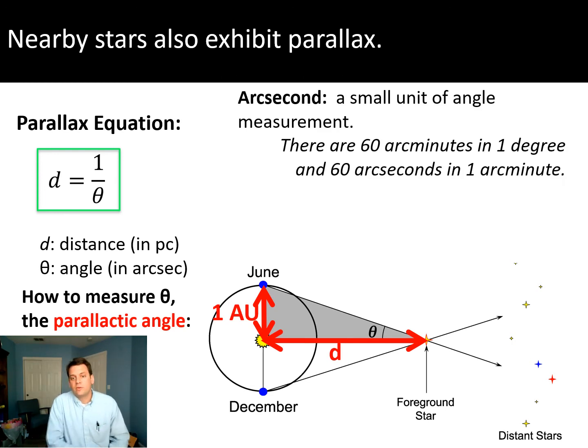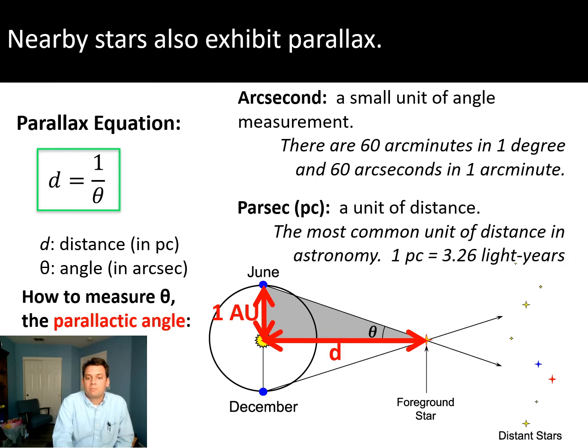So just to actually write it down so that you don't have to rewind and listen to me talk again. The arc second is a very small unit of measure of angles, and there are 60 arc minutes in a degree, and there are 60 arc seconds in an arc minute.